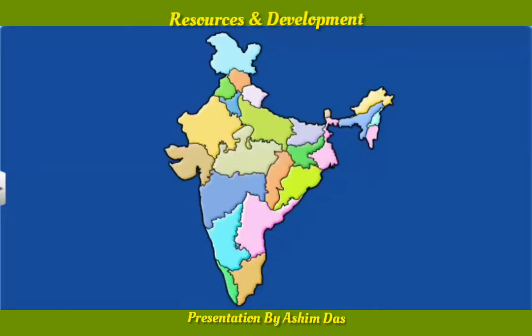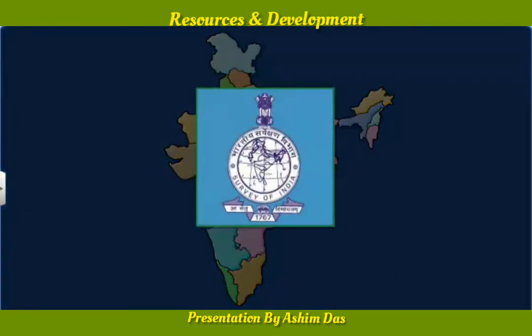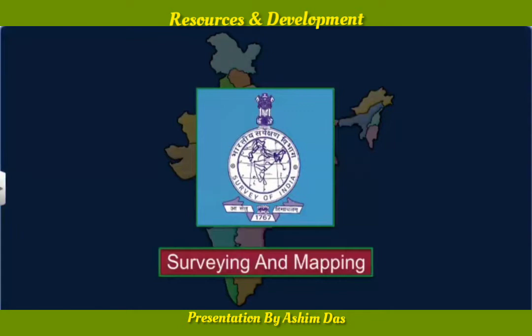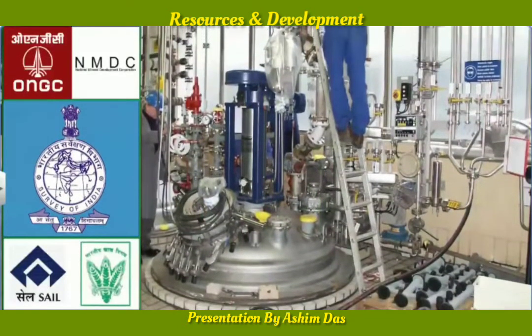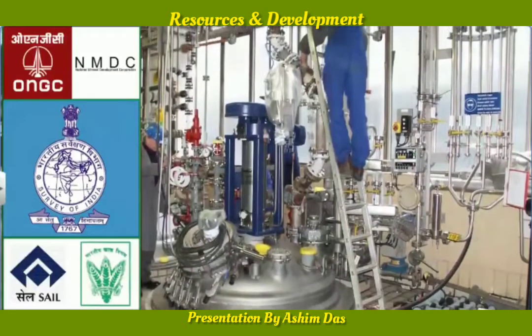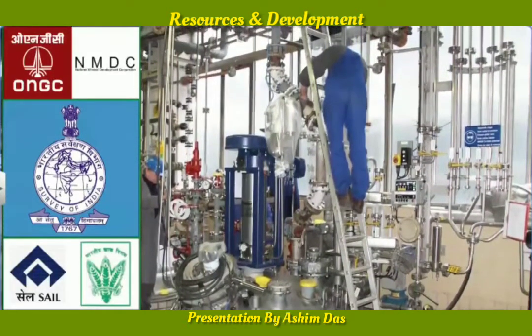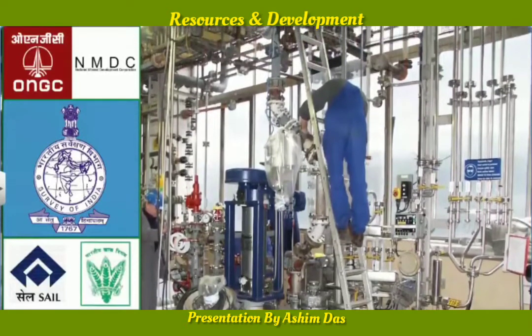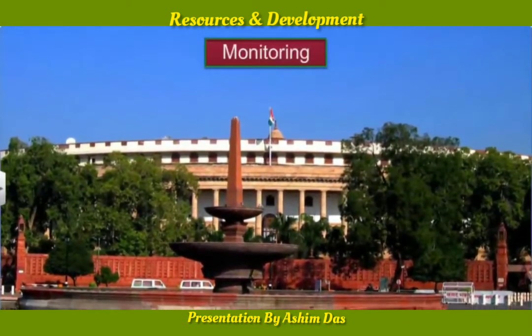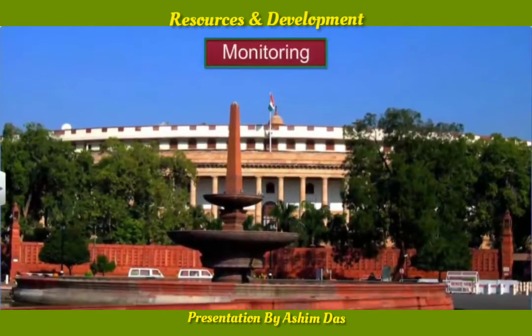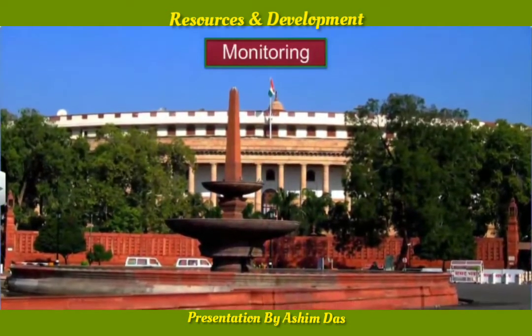What are the different activities involved in resource planning in India? Resource planning involves identifying and estimating the resources available by surveying and mapping. Resource planning involves evolving technology, skilled personnel, and institutions to implement resource development plans. Resource planning also involves continuously monitoring and guiding resource development plans to match the overall national development goals.